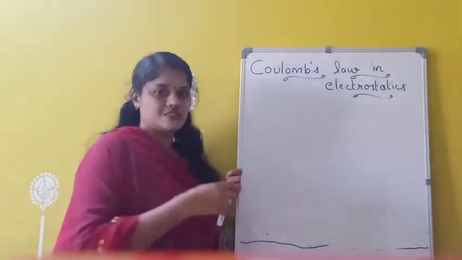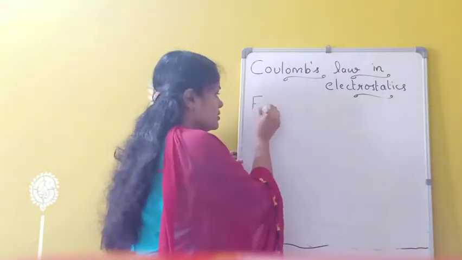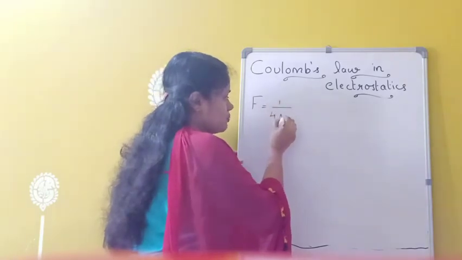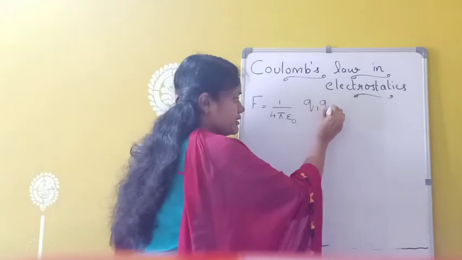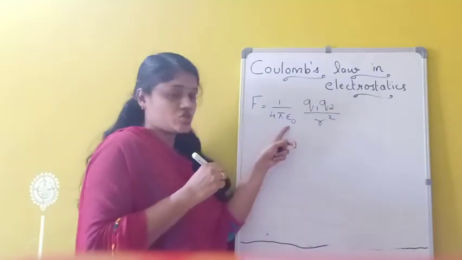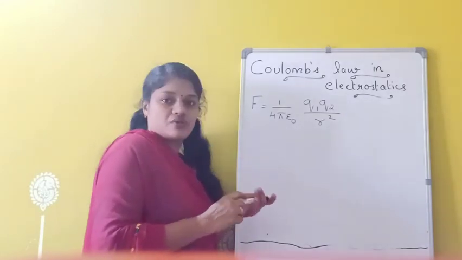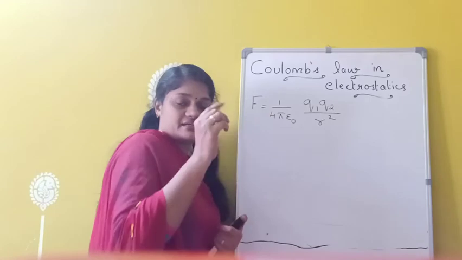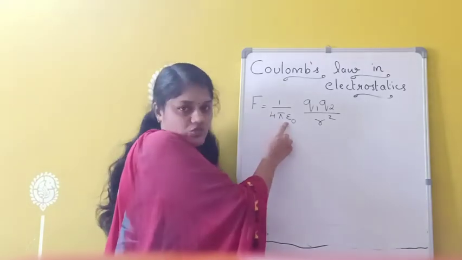Now in free space we can write this Coulomb's law as F equals 1 by 4 pi epsilon 0 Q1 Q2 by R square. This is in free space. So epsilon 0 indicates the permittivity of free space. So here, when we are saying Coulomb's law, we are actually saying the charges are placed in free space. So free space means we are putting here epsilon 0.